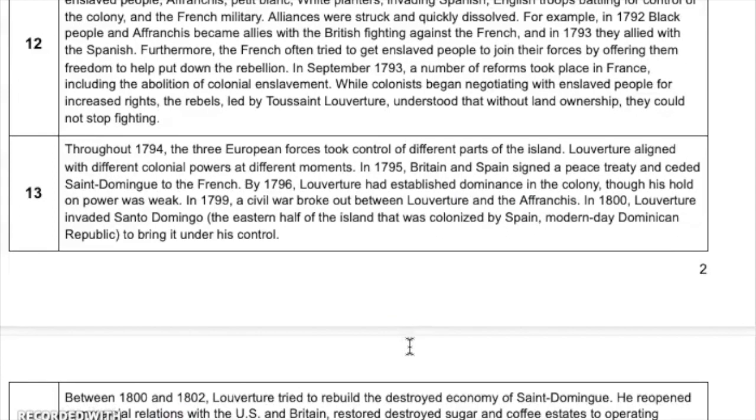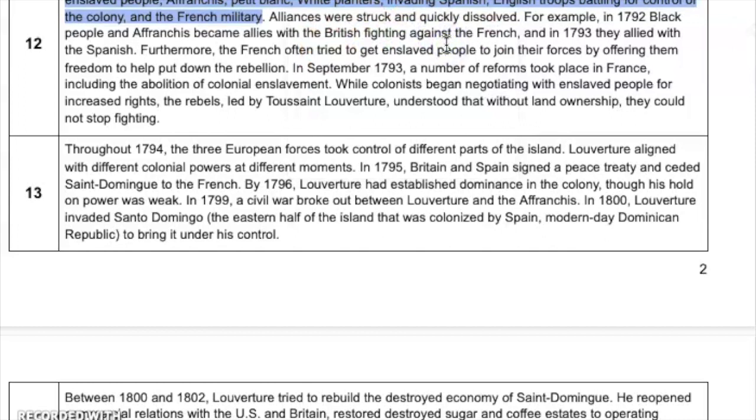Now, we're into the meat of the revolution, the 10 years of fighting that take place from 1792 to 1802, starting with paragraph 12. The Haitian Revolution was chaotic. At one point, there were 7 different parties fighting simultaneously: enslaved people, Afranchis, Petit Blanc, white planters, invading Spanish, English troops battling for control of the colony, and the French military. This is social. These are the different social groups or groups of people that are involved in this revolution.